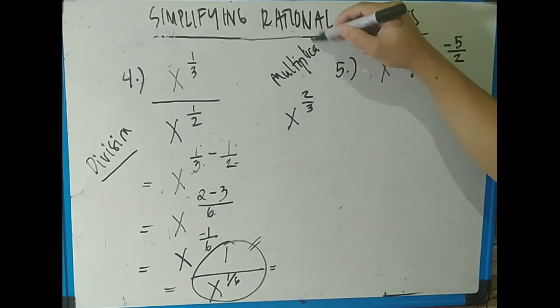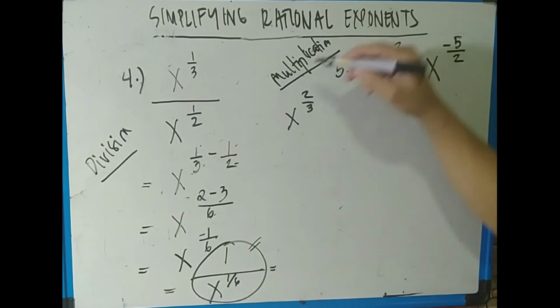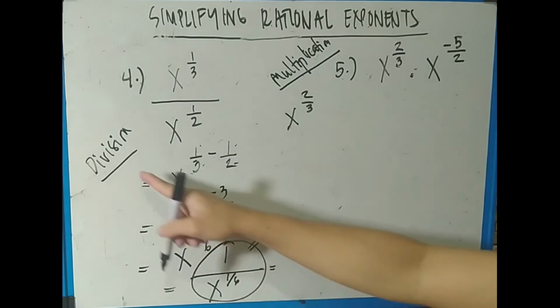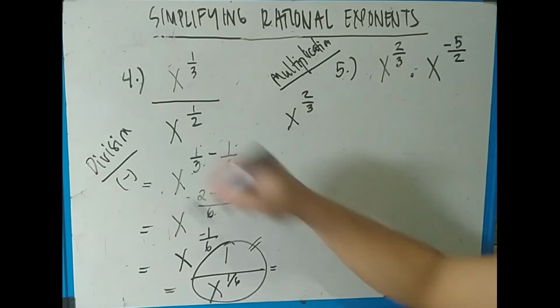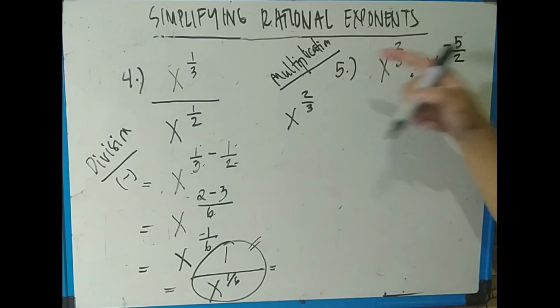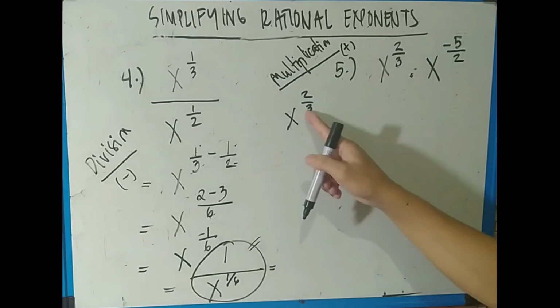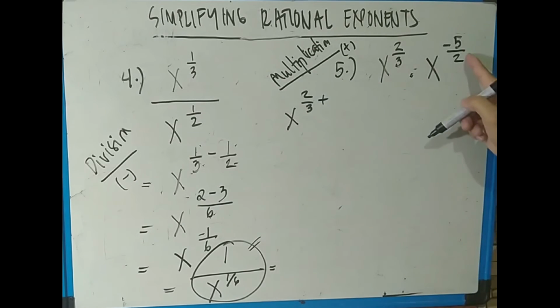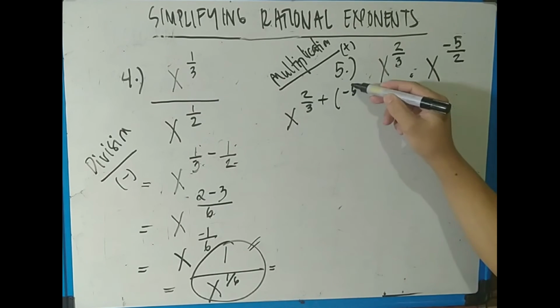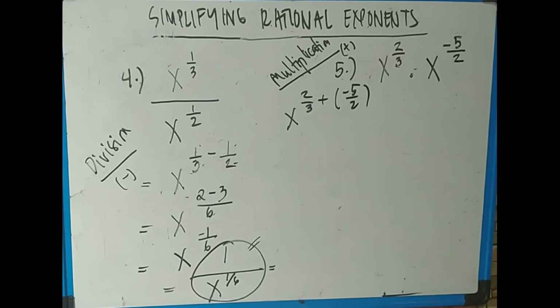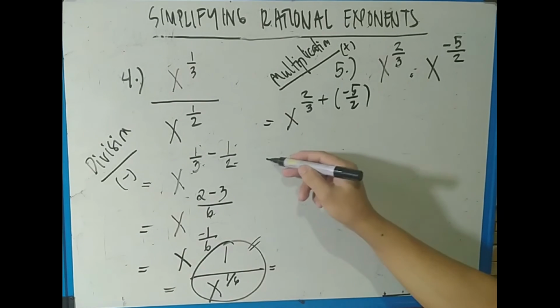So, the application of exponent will be different also. So, kapag division, we have subtract. Kapag multiplication, ang exponent will be added to each other. So, 2/3 plus, we have copy this negative 5 over 2. Okay? So, this will be the answer.